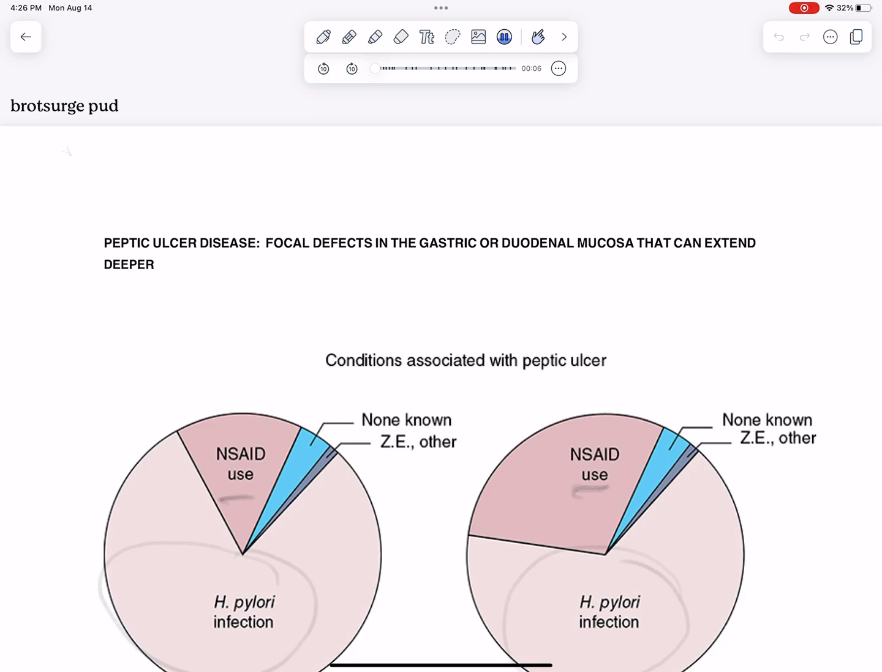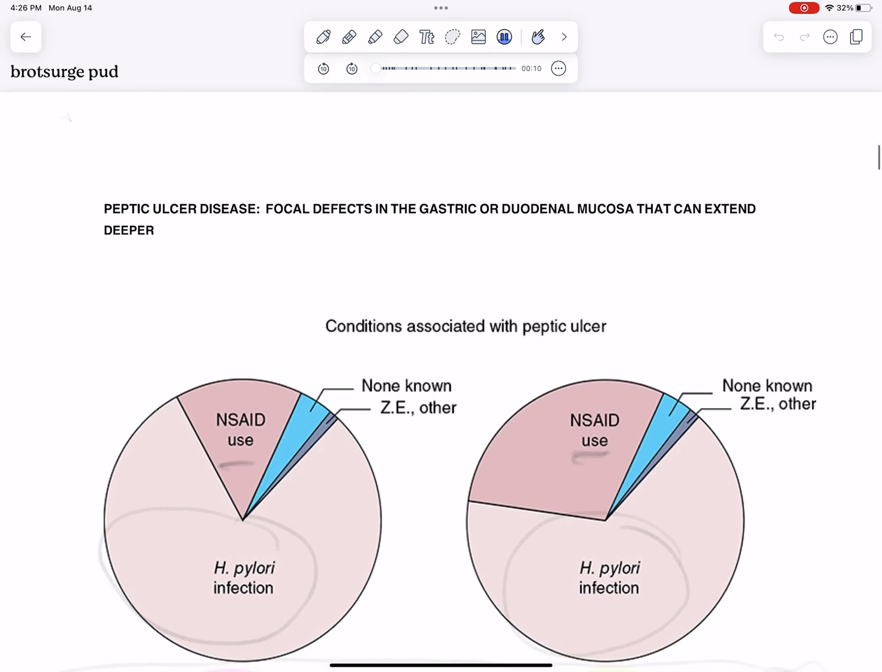This Brotsurge lecture series is on peptic ulcer disease. Peptic ulcer disease are focal defects in the gastric or duodenal mucosa that can extend deeper. Peptic ulcer disease is one of the most common GI disorders in the United States, with a prevalence of about 2% and a lifetime prevalence of 10% that peaks at age 70.